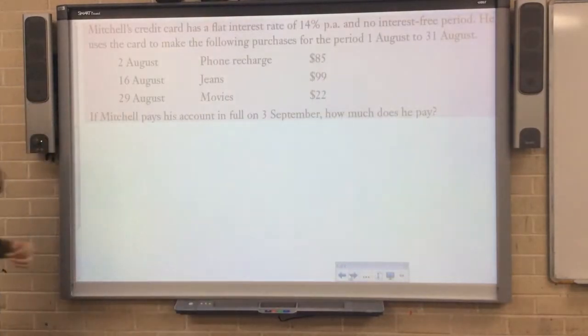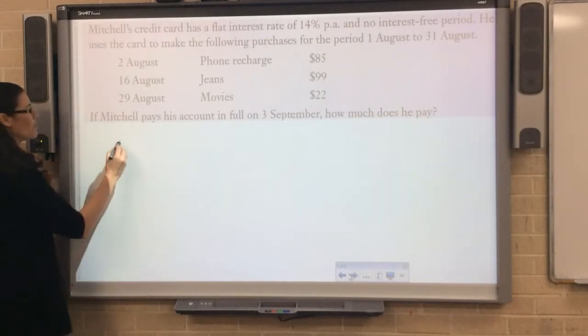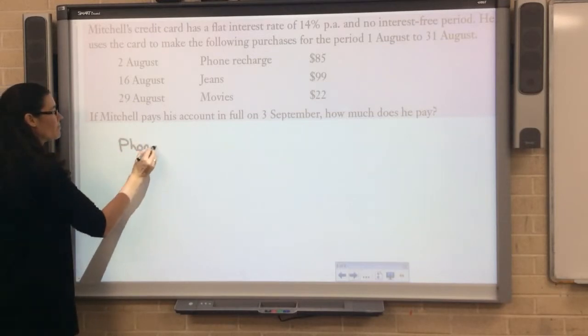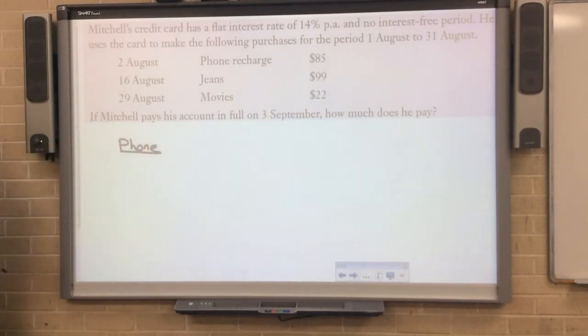Okay. So, Kyle, focus. So we have Mitchell. He's made a poor choice in credit card because it has no interest-free periods. He's using the card 3 times, but not paying it off until the end of September. The first payment, so we're looking at the phone to start off with. We need to know how long he owes the bank that $85. So we know in August, we've already worked out, how many days were in August?